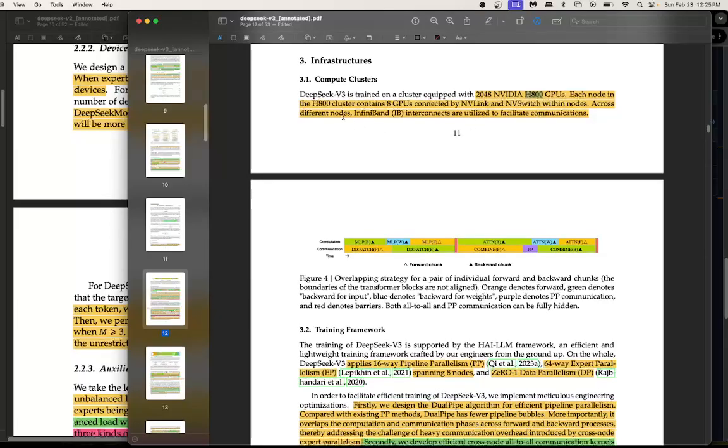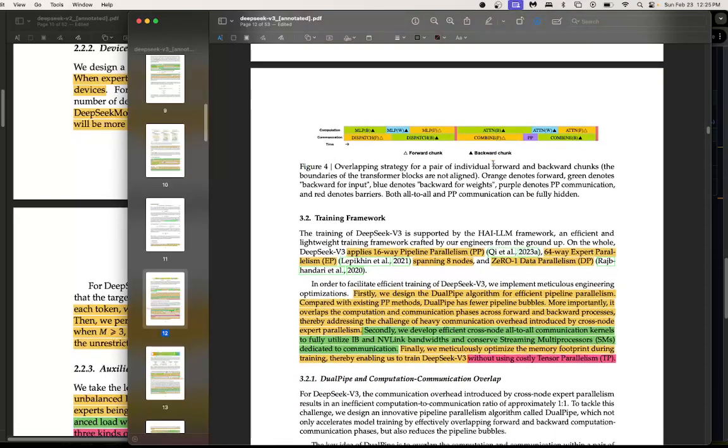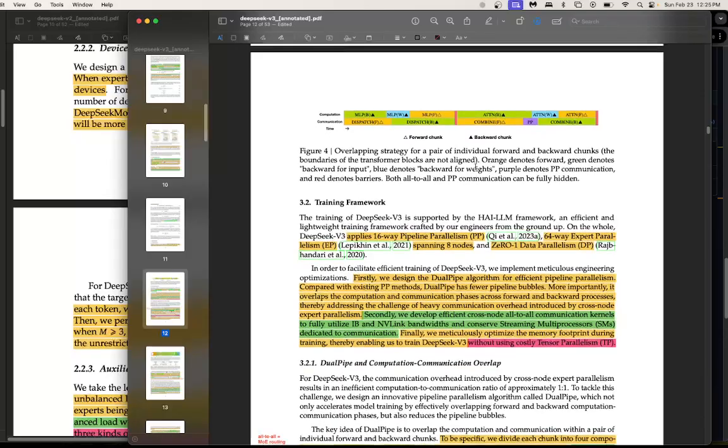They're a pretty standard setup where internode communications go over InfiniBand, and then intranode has NVLink and NVSwitch within the node for higher network bandwidth, lower latency.